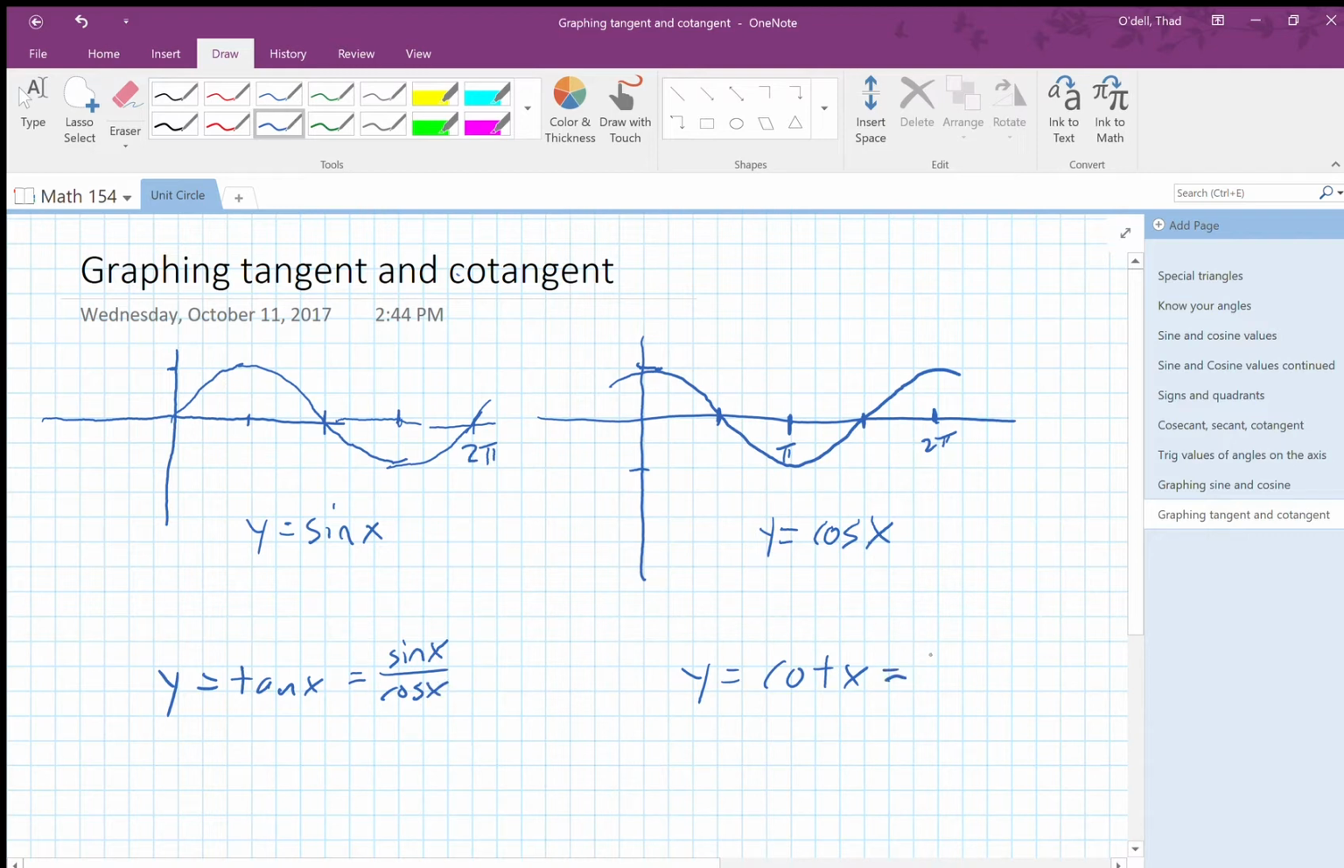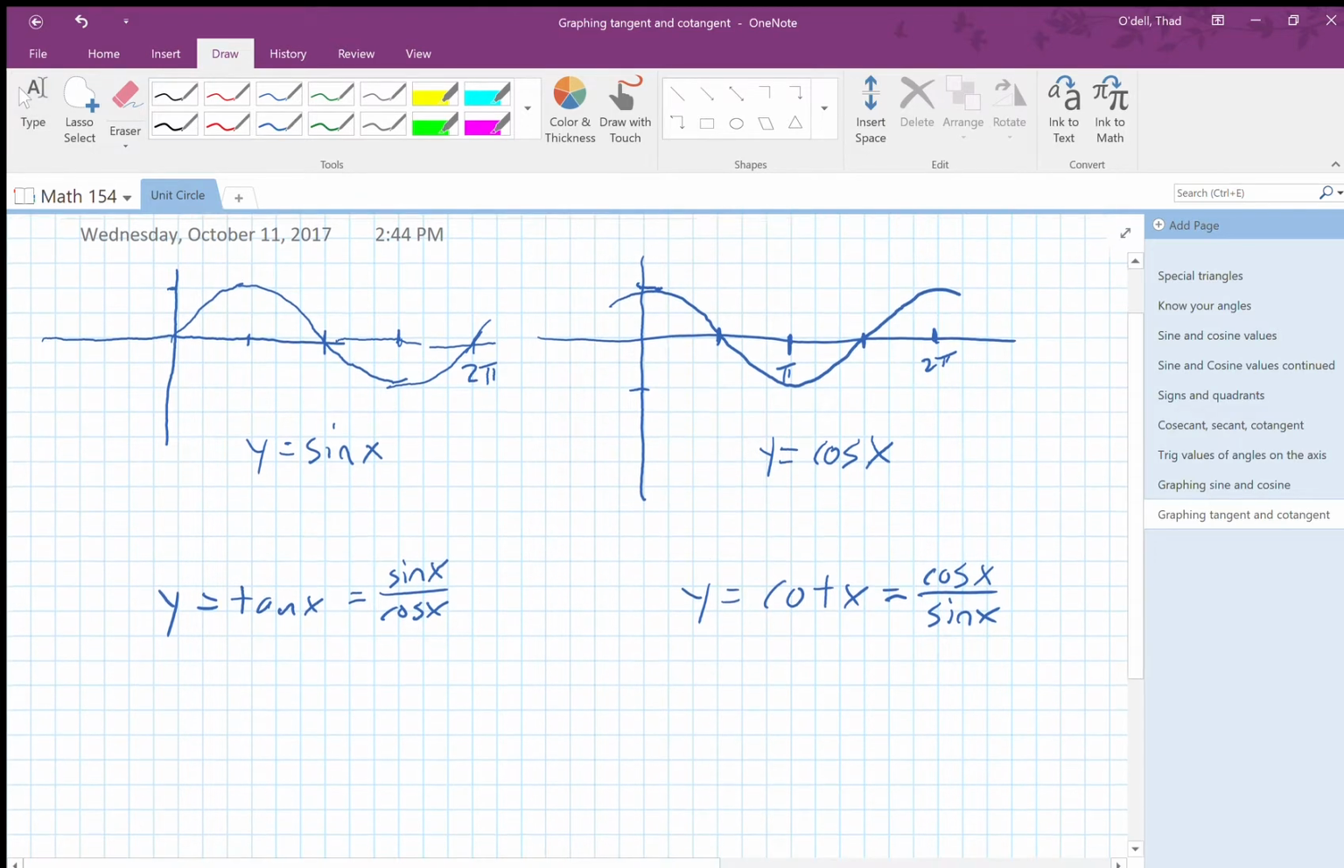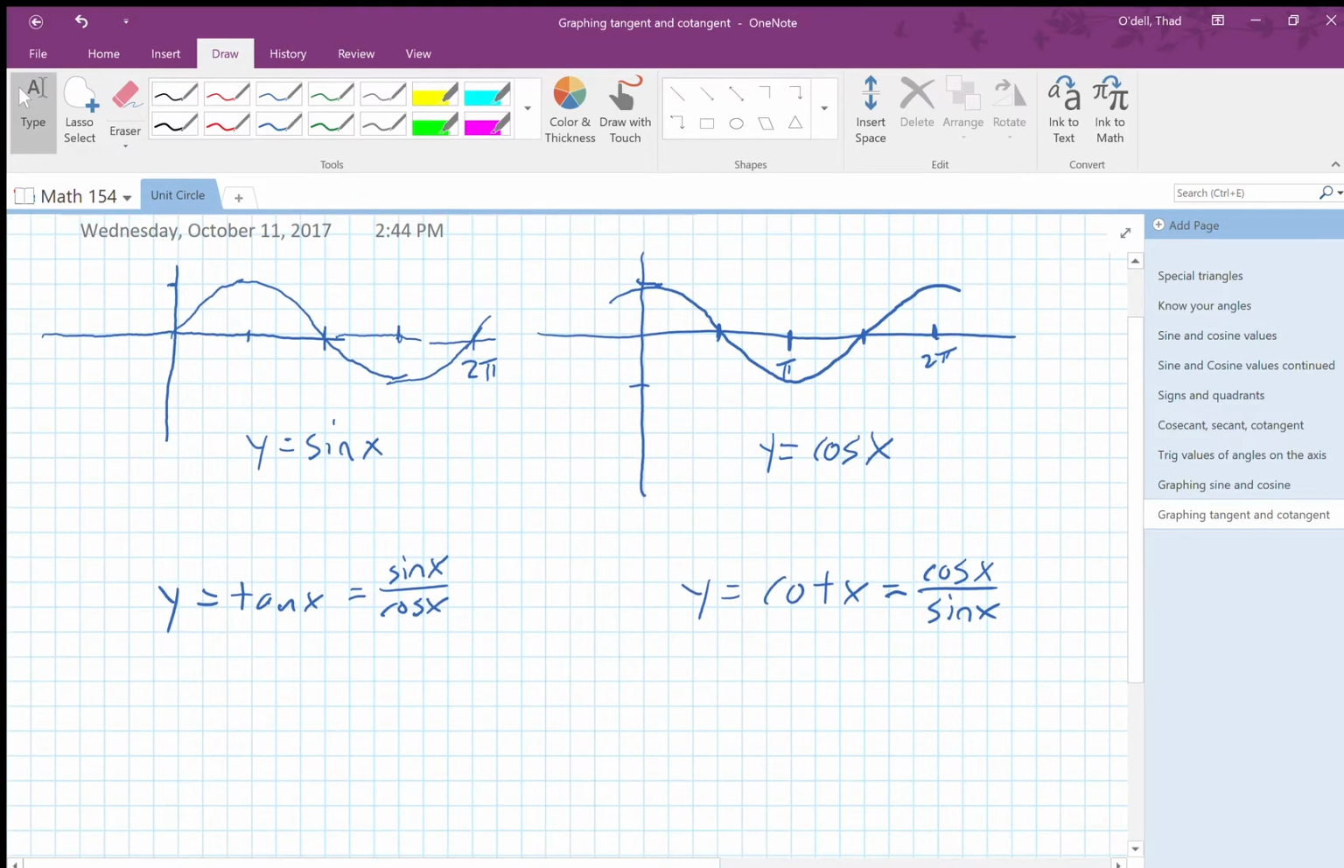And cotangent is cosine over sine. So since we know really well where sine and cosine are 0 and 1, we're going to take a look at what that means in terms of tangent. So tangent, when cosine is 0, notice we're going to have a 0 on the bottom, which will make tangent undefined. And when sine is 0, then we have a 0 on top, and tangent is equal to 0.